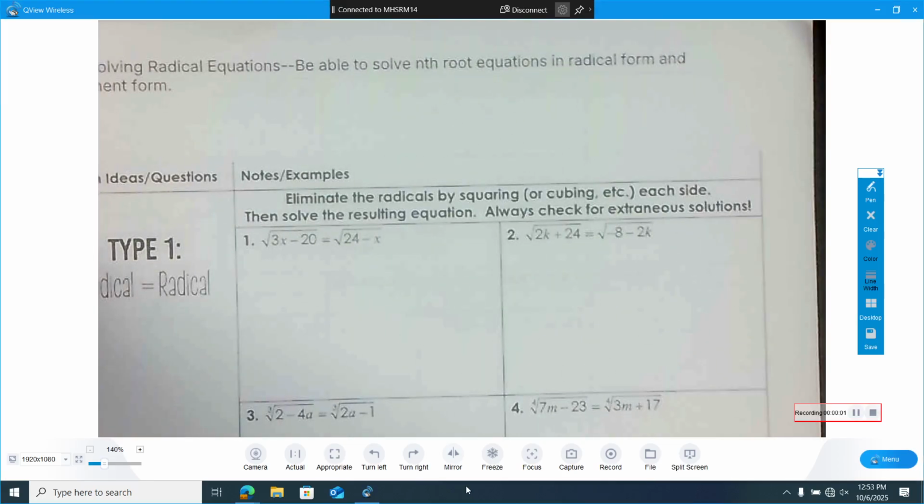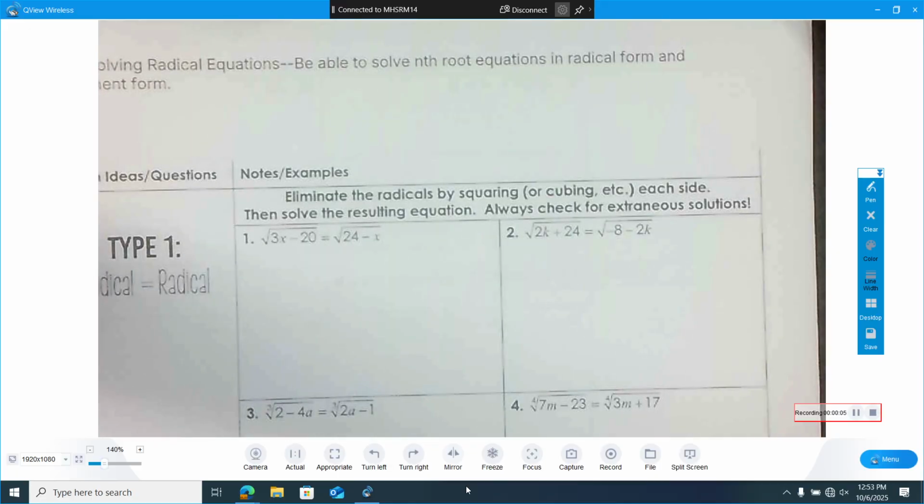We were solving equations in equation land. We were solving quadratics, which are equations with powers of 2 for the highest power. And today we're looking at radical equations. So these would be equations that have radicals in them. And we want to be able to solve them in radical form, or if we're using exponents as well.